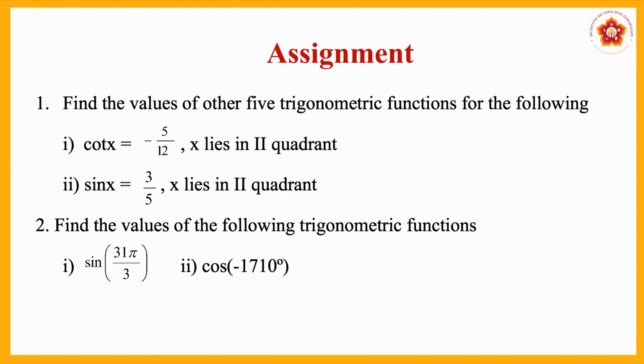Now, we have our second question: find the values of the following trigonometric functions. Sin 31 pi by 3. So we have to make use of the same method. Next, cos of minus 1710 degrees, right, 1710 degrees.